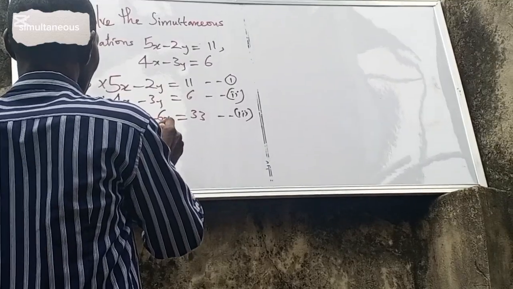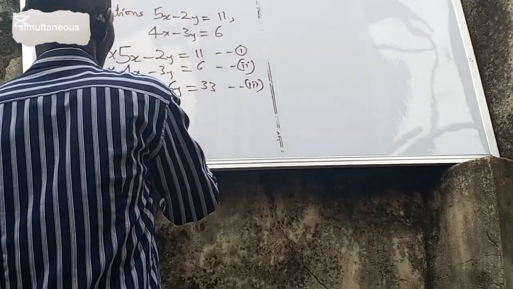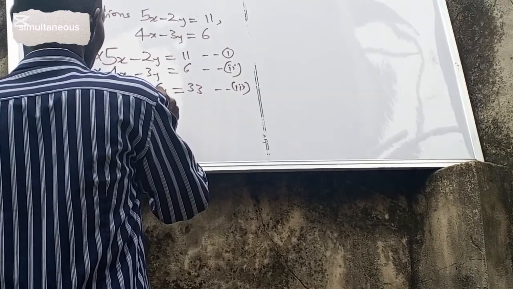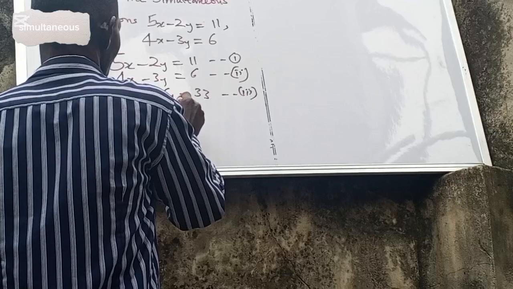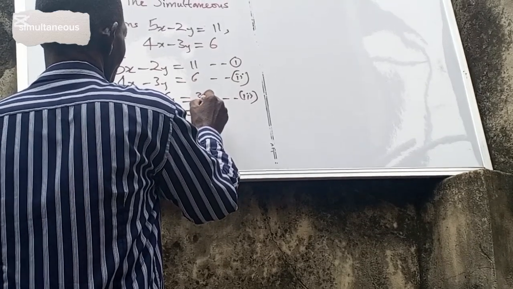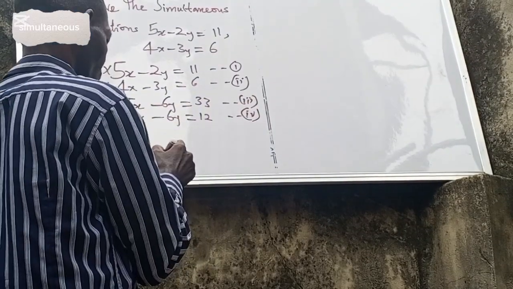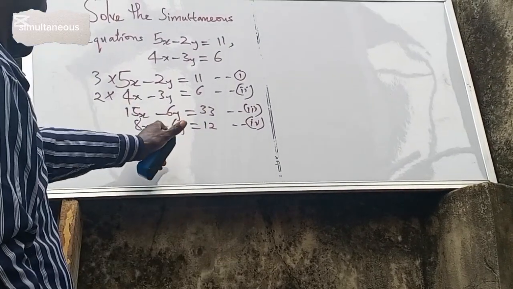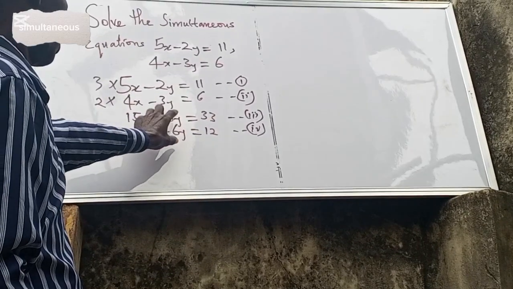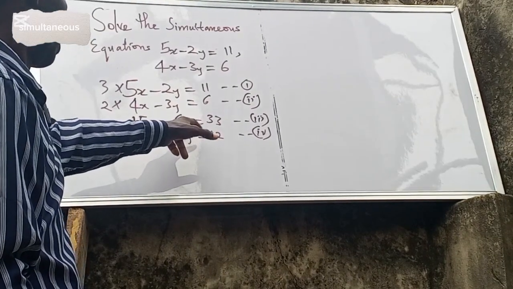Then 2 times 4 is 8x, minus 2 times 3, that is 6y, is equal to 2 times 6, that is 12. This is equation 4. Now we have made the coefficient of y in both equations the same, so we want to get rid of this y.